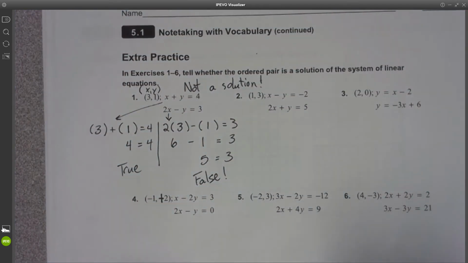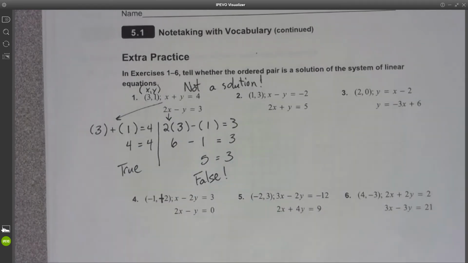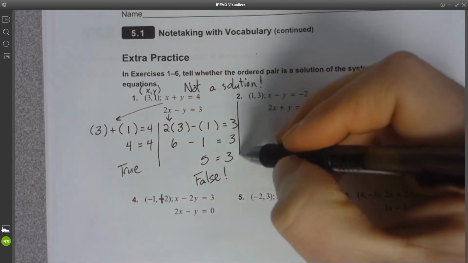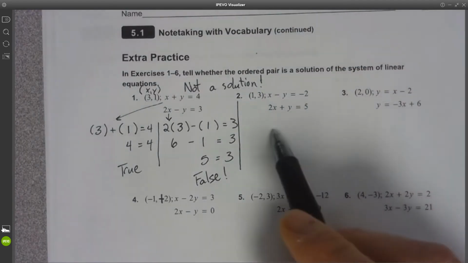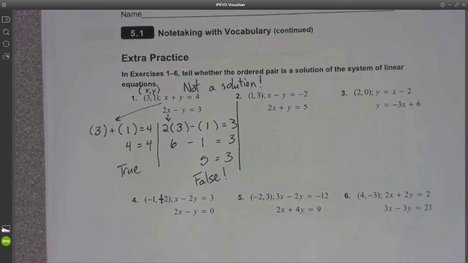So if the given point that we're checking doesn't work for both lines, then we know that it's not a solution to the system. If it works for one but not the other, then it's not the intersection point or the solution. So try the same thing with 2, 3, and then check answers here in just a minute.